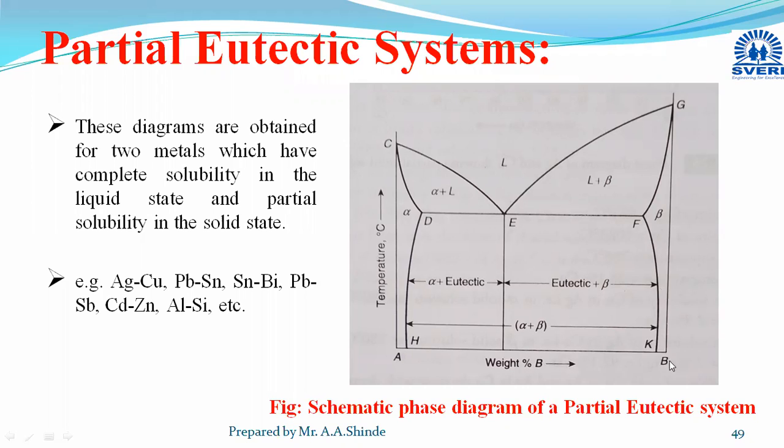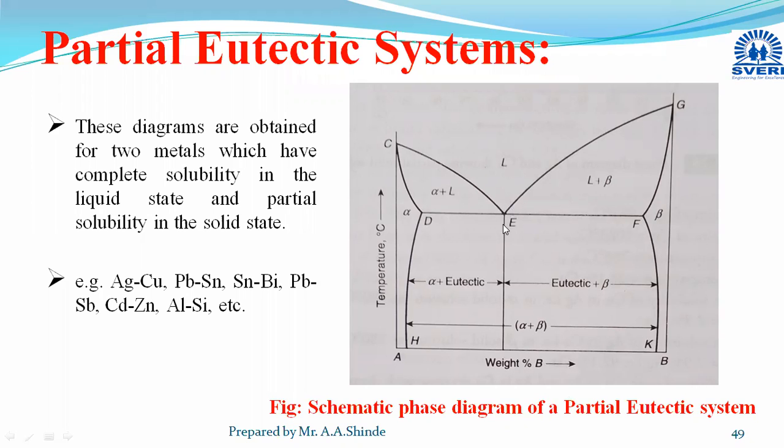G is the melting point when B is 100%. But when you add element A, gradually its melting point decreases. And these two lines will intersect at this point E. This is termed as the eutectic point. And this eutectic point is the lowest melting temperature for the mixture A and B, or for this alloy, for any particular composition in your whole diagram. This will be the lowest melting point temperature.